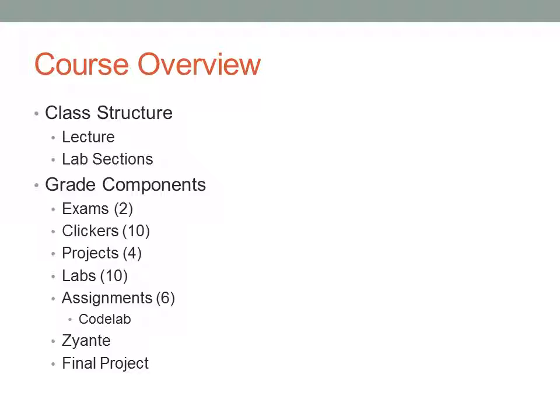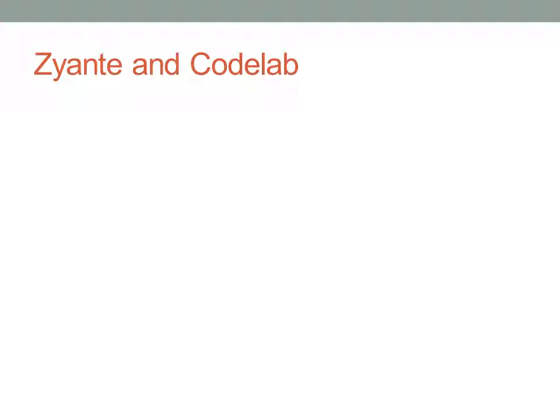There are 4 projects, there are 10 lab assignments, and there are 6 online assignments, which are basically on the website CodeLab, which you have to purchase access to. I think it was like $25. But yeah, these are like the assignments. And Zyante is another thing you have to purchase online. It's an online textbook, and it is there for you to basically read about the syntax and do some practices. I will go into more detail later. And you also have the final project.